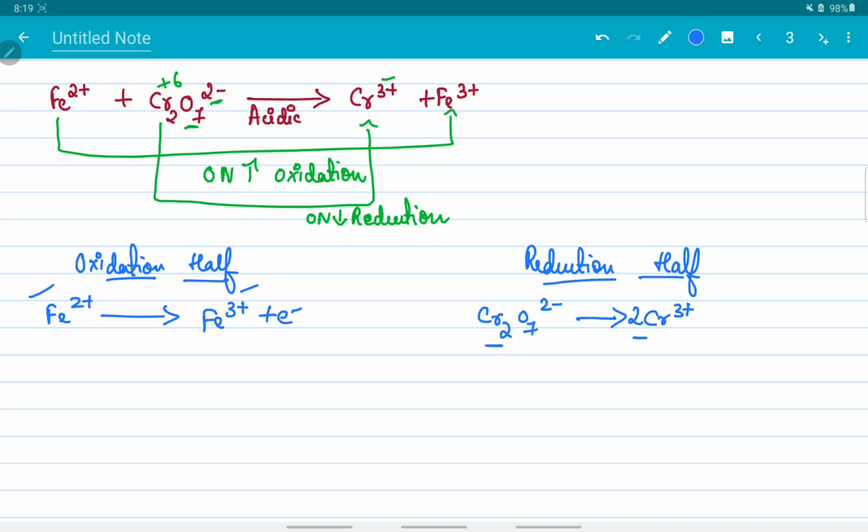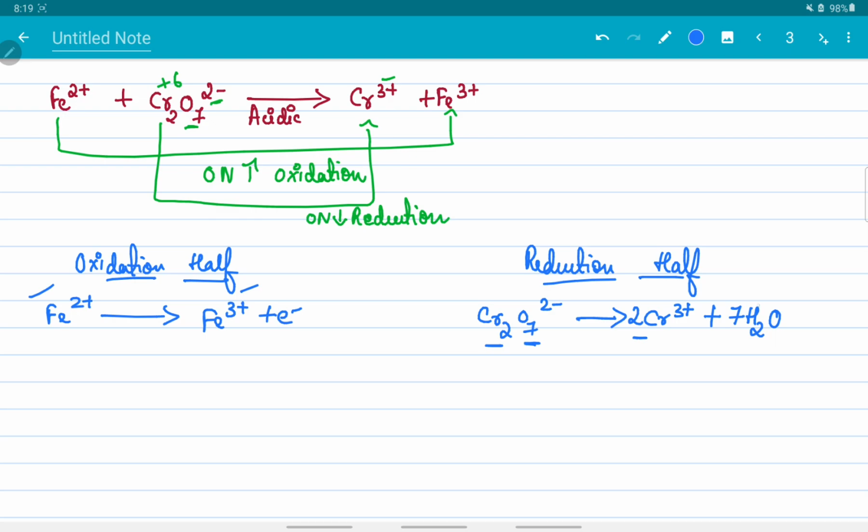Now our next step is to balance oxygen and then hydrogen. On the LHS there are 7 oxygen and on the RHS there is no oxygen. If you remember, for balancing oxygen we are supposed to add H2O. So on the right hand side we will add 7 H2O, because on the left hand side there were 7 oxygen and on the right hand side there was none.